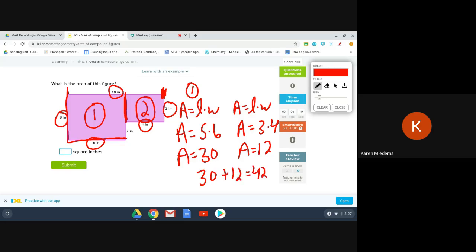After I find the area of each of those, I add the 2 areas together to give me my total area. And just be careful with this problem. There's numbers on here that were not used. The 10 was not used. This 2 here was also not used in our calculation. So just be careful about that. 42.